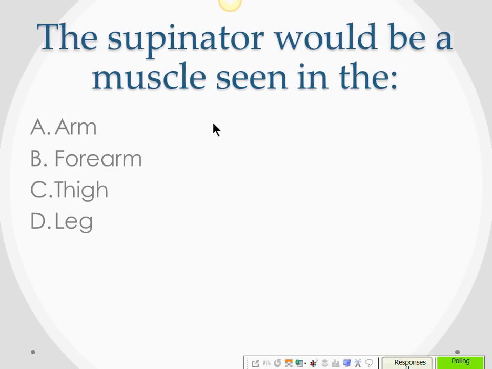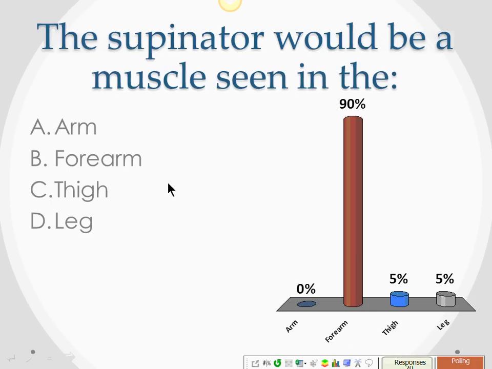Okay, how about the supinator? So let me see if you all remembered what I told you. Where would you see this muscle? Supinator. And I showed you a slide too. In the forearm, yes, not in the thigh or leg, because pronation and supination occurs at the radio-ulnar joints of the forearm.